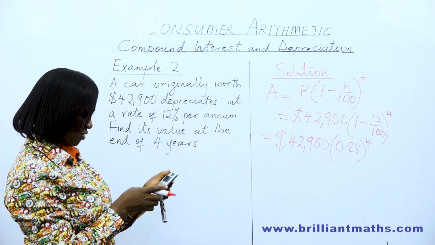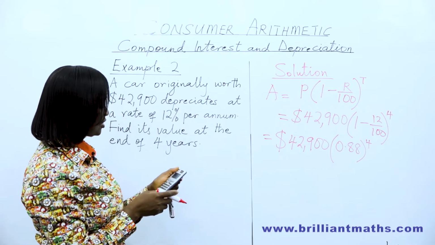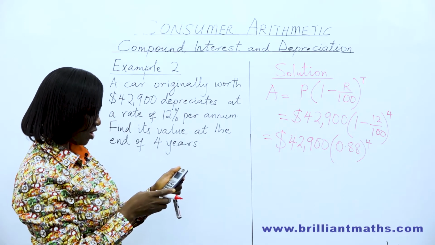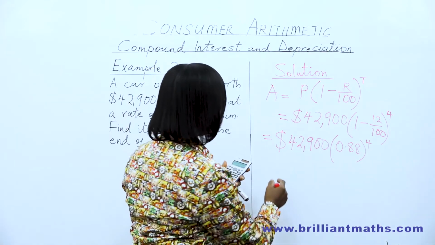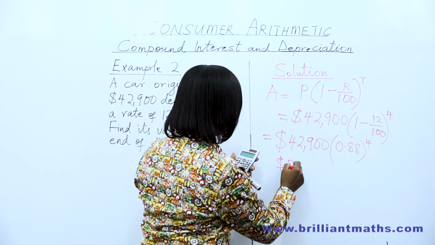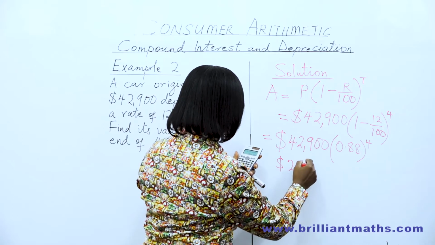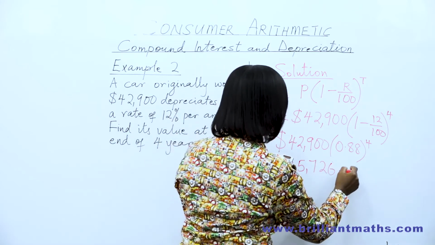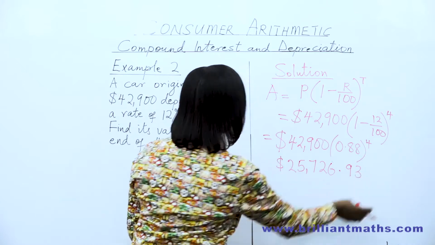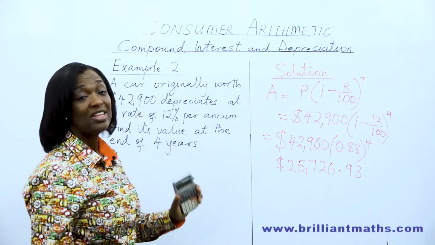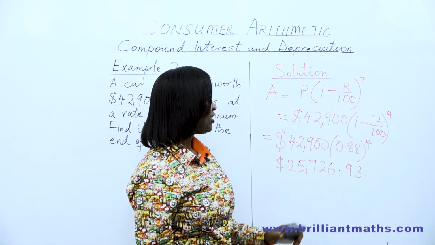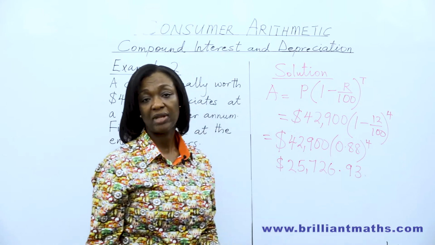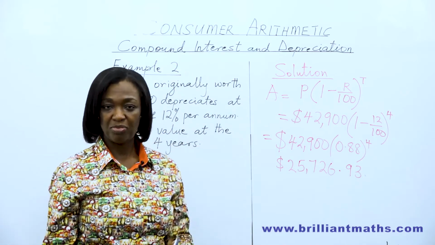0.88 to power 4 times 42,900. So the answer is 25,726.93. So that means that after 4 years, the car is now worth $25,726 approximately. The car has depreciated.